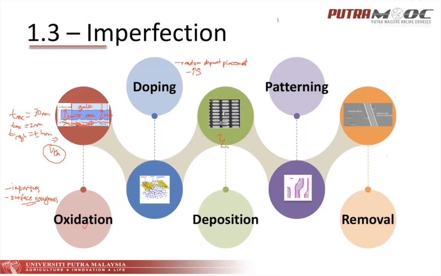All right, so now let's look into deposition. What kind of imperfection can you observe during the deposition? So we have CVD and PVD. If you can recall the process, what kind of imperfection could occur during the deposition process?